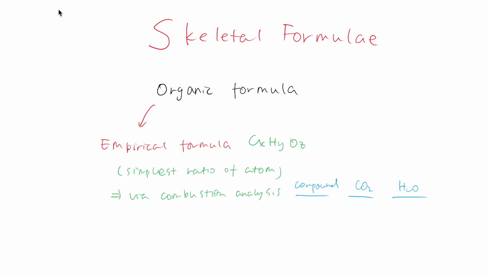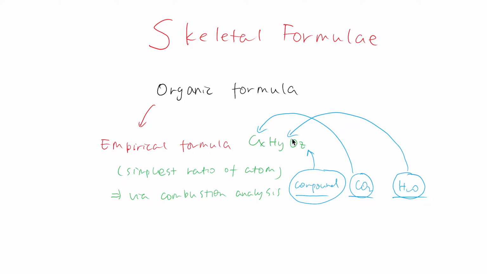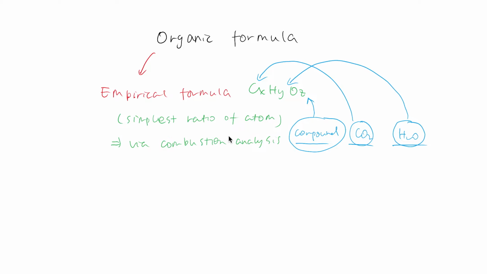So from the mass of the carbon dioxide, you can work out the moles of carbon, and from the mass of water, you can work out the moles of hydrogen. Then, because you know the total mass of the compound minus carbon minus hydrogen, the rest of the mass will just be oxygen, and you can work out the moles of oxygen as well. Then you just divide everything by the smallest number, you get the integer ratios, and that's your empirical formula.